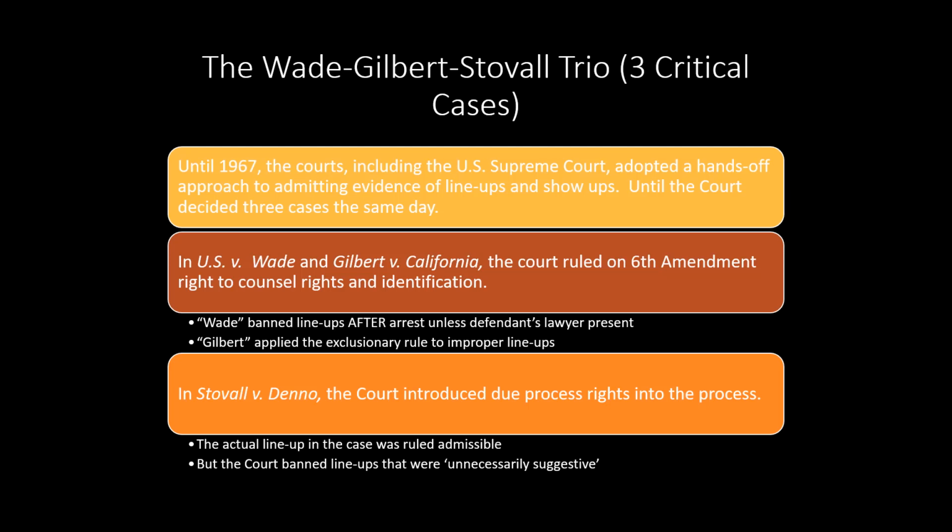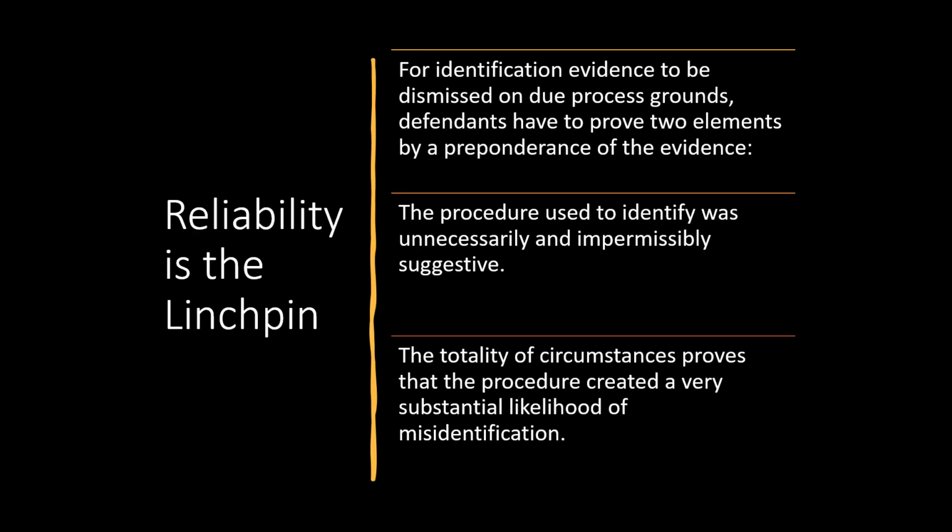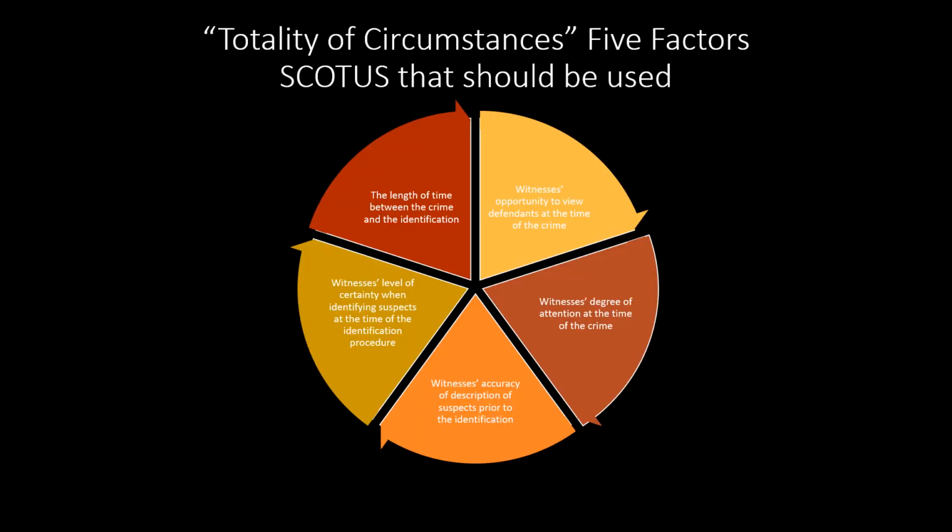That's unnecessarily suggestive. So was the procedure unnecessarily and impermissibly suggestive? We look at the totality of the circumstances to decide: did this create a substantial likelihood of misidentification? The totality of circumstances is going to use really 5 factors to help us determine if it was impermissible. And they can really be in any sort of order here. These are not, strictly speaking, 1, 2, 3, 4, 5. That's why I put it in a circle as opposed to a 1, 2, 3, 4, 5 list.